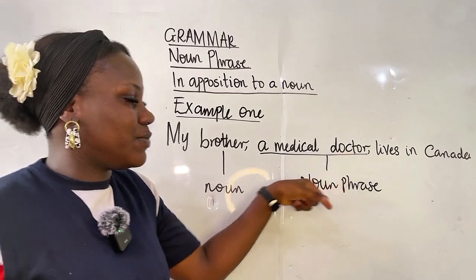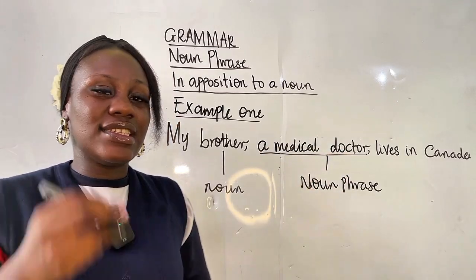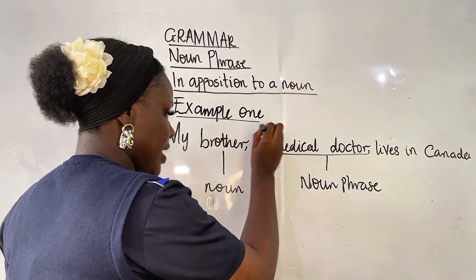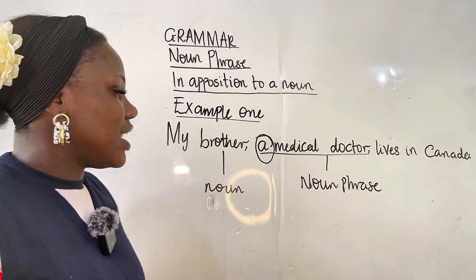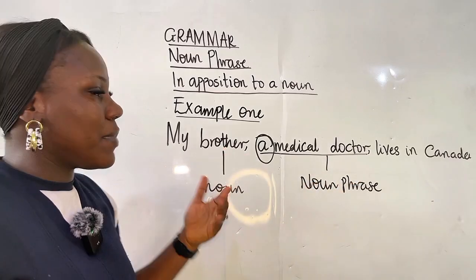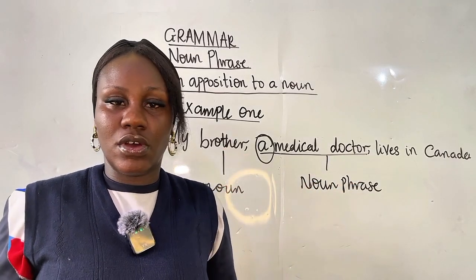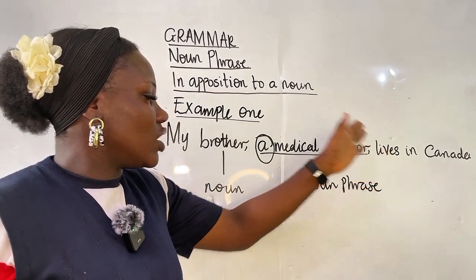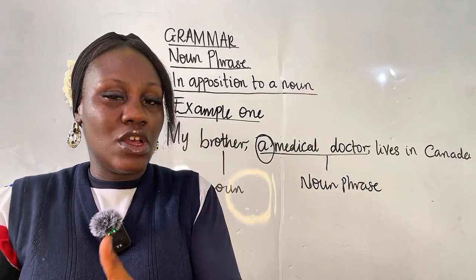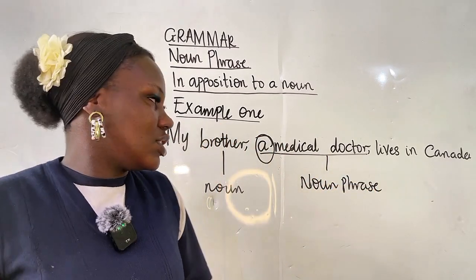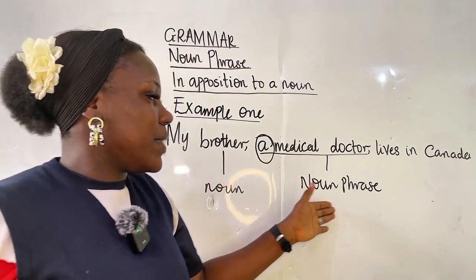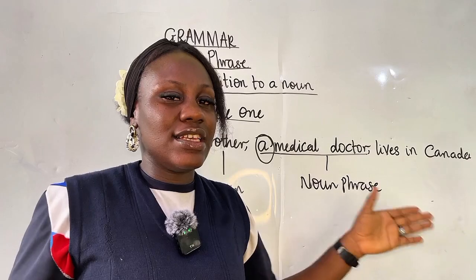Why is this expression a noun phrase? It is a noun phrase because it is introduced with the determiner a. So, like I said earlier, if you omit a medical doctor and say, my brother lives in Canada, you're still correct. So, with the introduction of a medical doctor, my brother, a medical doctor, you are giving extra information about who your brother is. My brother, a medical doctor, lives in Canada.